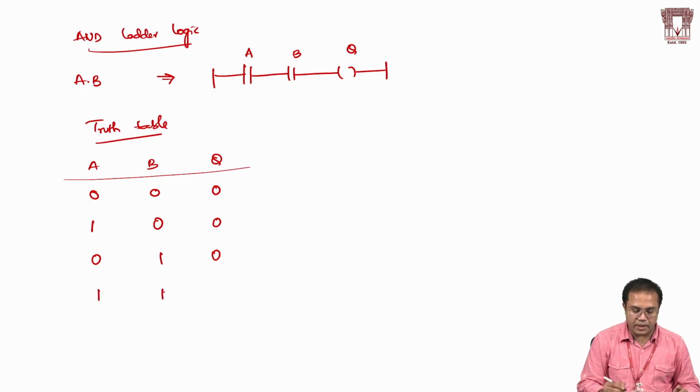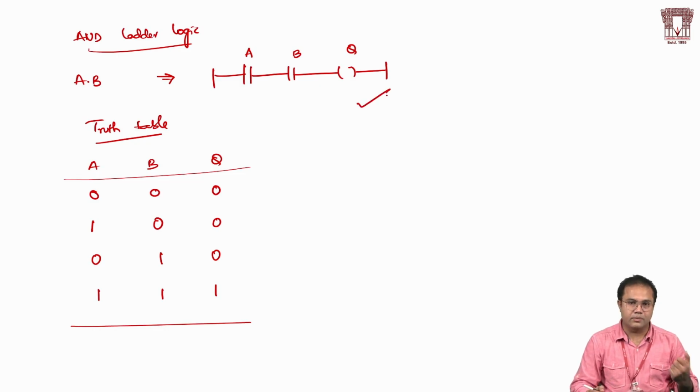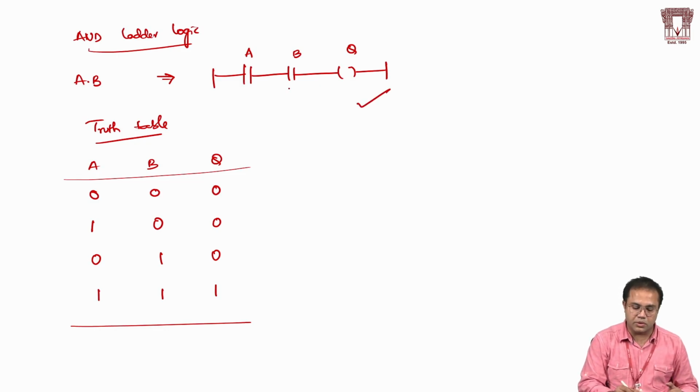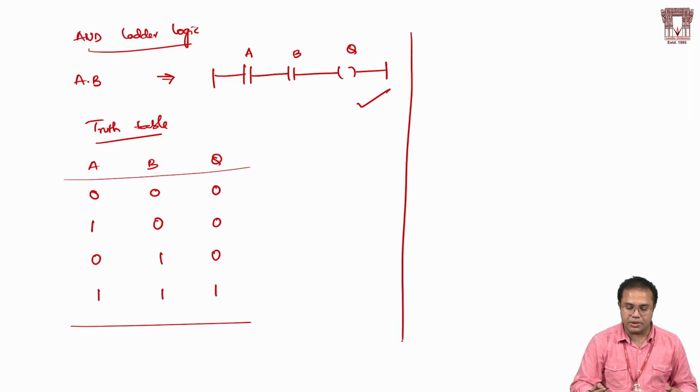Now finally, when A and B both are high, it means both instructions will change their property. Both instructions will change from normally open to normally closed. So the continuity will appear across the output. So we get the output as high. So with this, we can say that this logic is working perfectly for AND operation. If both the instructions are true, then we are getting the output as high. Clear? In the same way, you can verify any given logic.